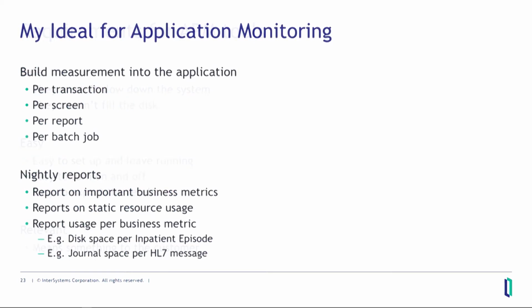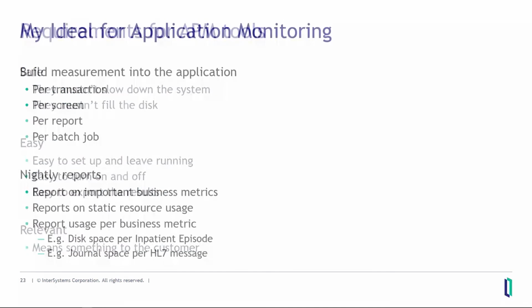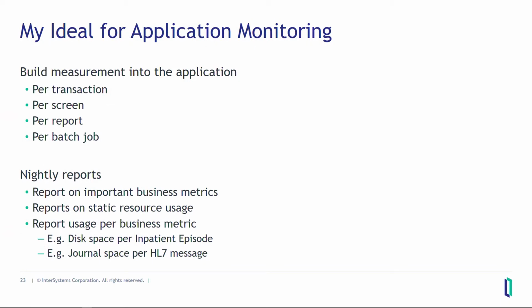And it's got to be relevant. If you show it to the customer, they've got to know what it means. If you look at some of the low-level tools in Cache, like MGStat, if you showed that to a business person at a hospital, they're going to look at it and it's just nonsense. It's gobbledygook. It doesn't mean it's useless, but it's not meaningful to those people, the end-user customers.